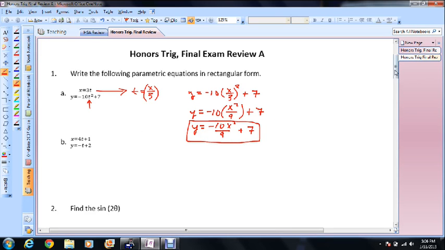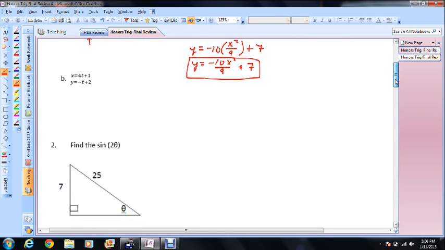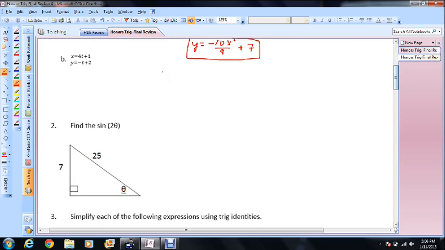Okay, so the second, or part B I should say, is exactly the same. Equations look a little bit different, no exponents this time, but I'm still going to start out with the first equation and solve it for t. If I solve this first equation for t, I have to first subtract the 1 and then divide by 4. So t is equal to x minus 1 all over 4.